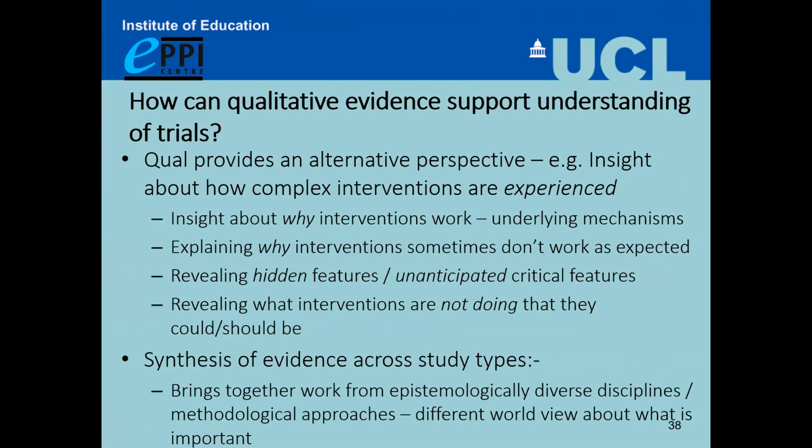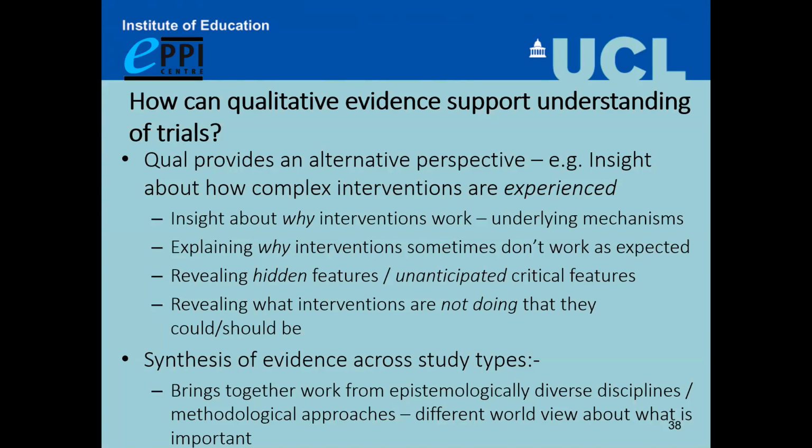So just in summary, qualitative evidence provides this alternative perspective, insight about how complex interventions are experienced. So it's providing insight about why interventions work and their underlying mechanisms, explaining why interventions sometimes don't work as expected. But some of the features that we've identified were unanticipated. In the example of the children and healthy eating, I don't think any of us interested in supporting children's health would have thought reducing emphasis on health messages would have been a good idea from the outset. It took that experiential knowledge from the perspective of children to illustrate that.